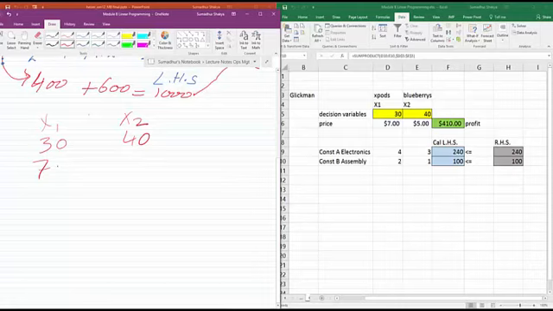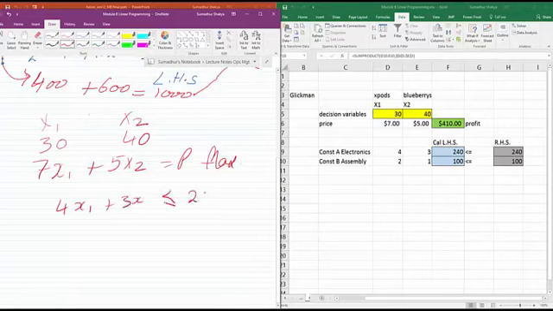So we had the problem 7x1 plus 5x2. This was our profit function and we wanted to maximize it. Our constraints were 4x1 plus 3x2, and this had to be less than or equal to 240. We also had the second constraint for assembly, which is 2x1 plus 1x2 less than or equal to 100. Now this is our constraint A, this is our constraint B.